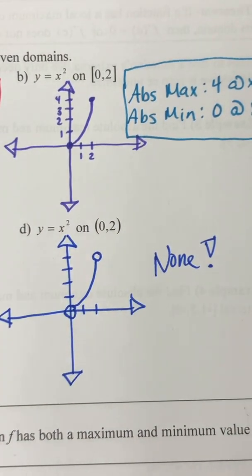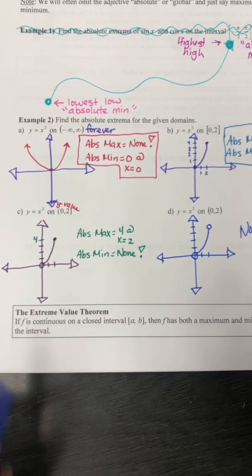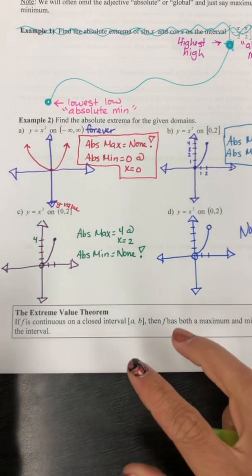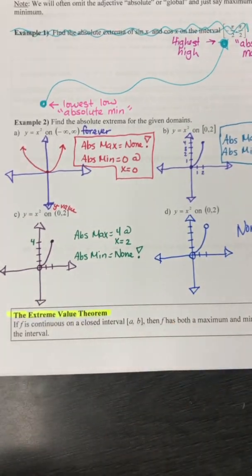So it has no absolute extrema, so there's none. Okay. I hope you guys are with me so far. All right, so that leads me to the extreme value theorem.